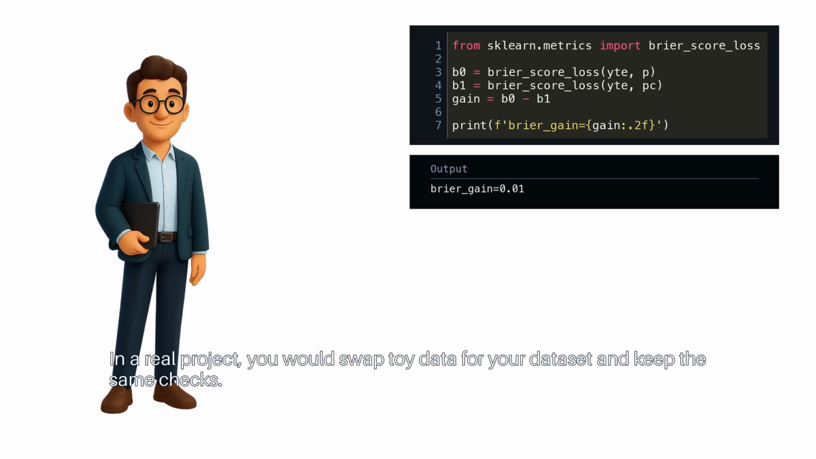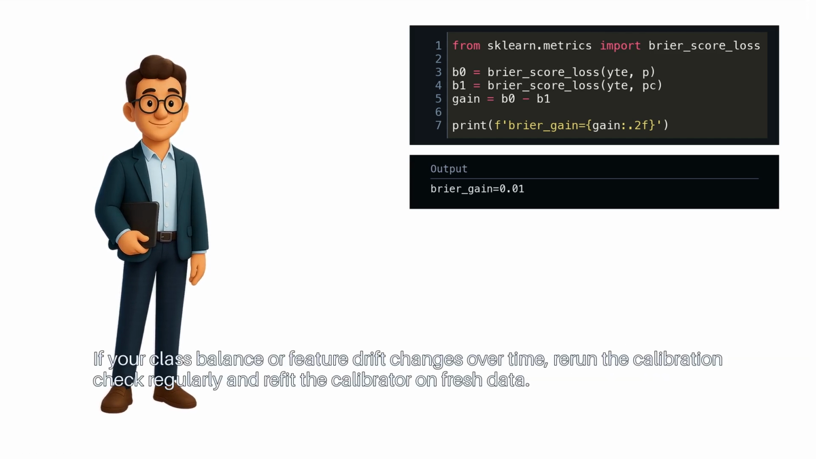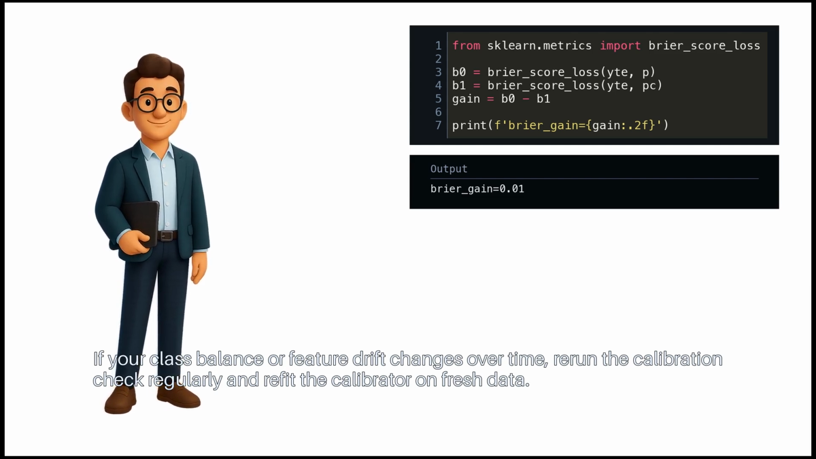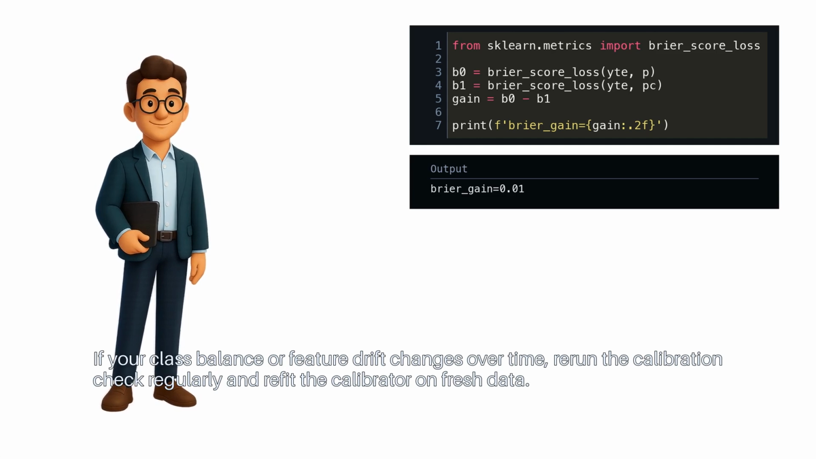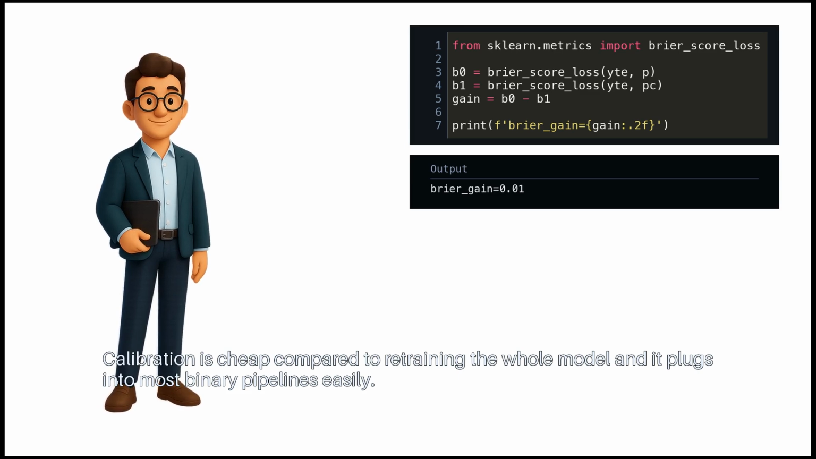In a real project, you would swap toy data for your dataset and keep the same checks. If your class balance or feature drift changes over time, rerun the calibration check regularly and refit the calibrator on fresh data. Calibration is cheap compared to retraining the whole model, and it plugs into most binary pipelines easily.